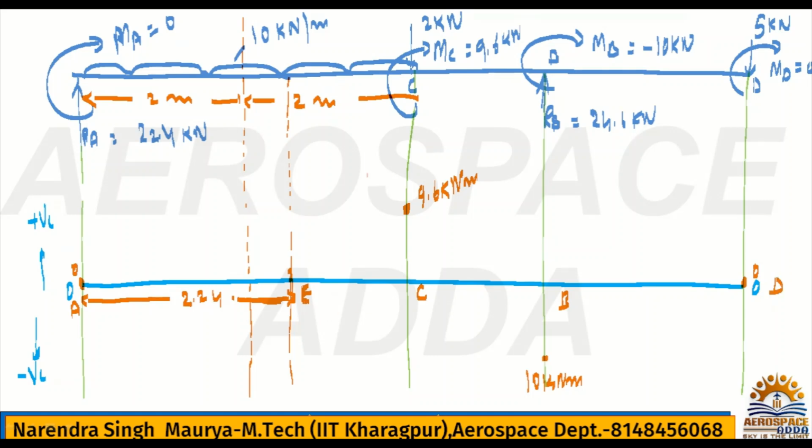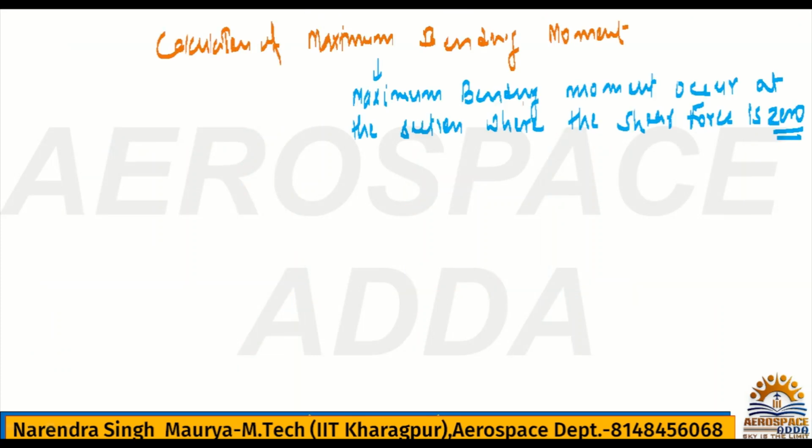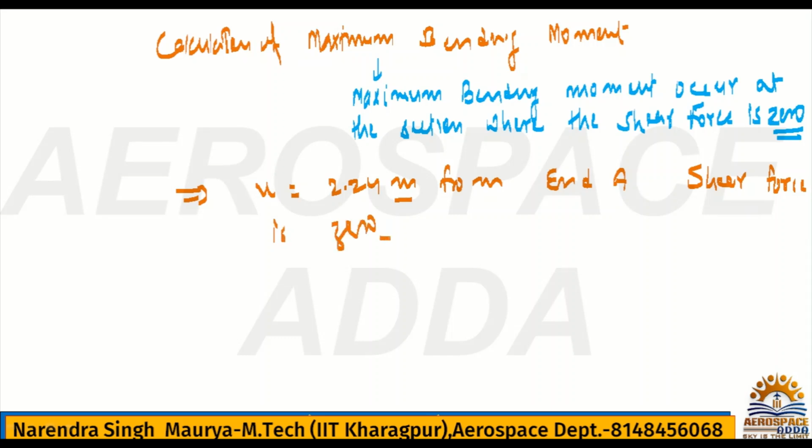And you know the theory: where shear force is 0, the bending moment will be maximum. So at x equal to 2.24 meters from end A, shear force is 0. Now we'll calculate the bending moment at this point, because at this point the moment is maximum. That you need to calculate. So what is the bending moment at E?